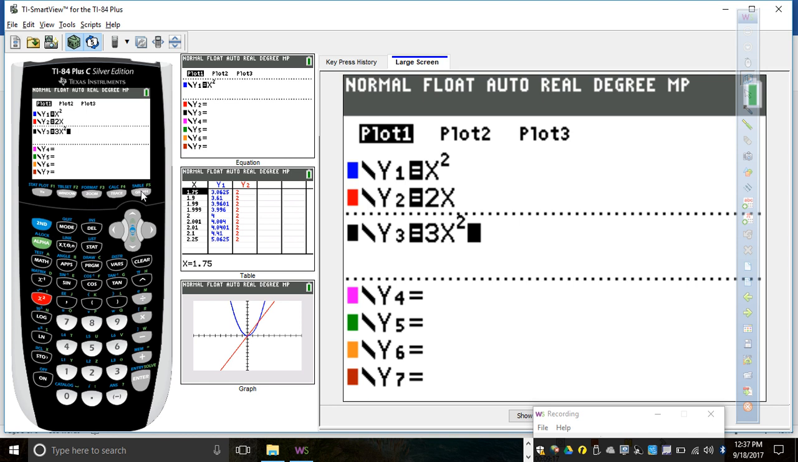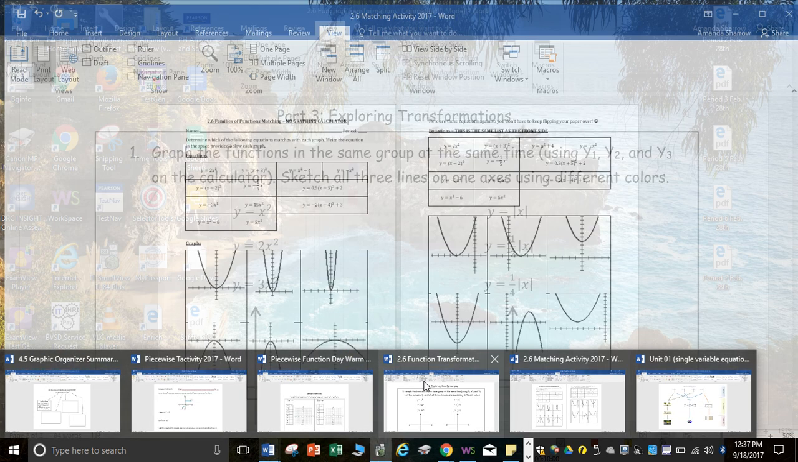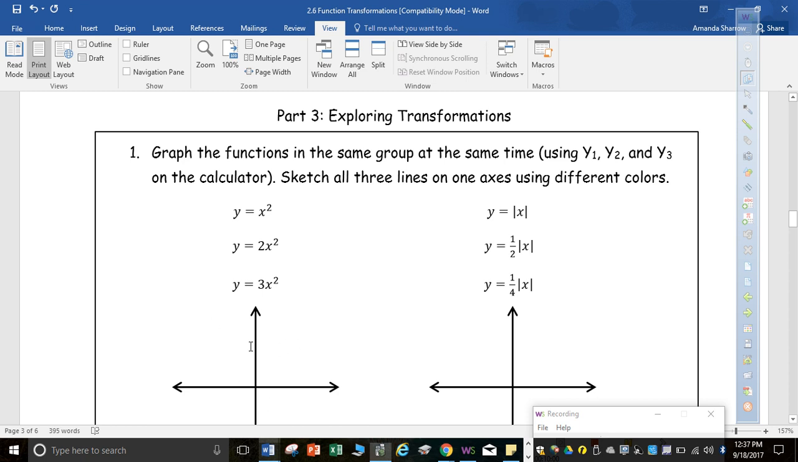So when you hit graph, the calculator is going to draw whatever's in y1. It's going to draw that first, it's going to draw y2 second, and it's going to draw y3 third. So if your calculator is not color-coded the way that mine is, pay attention to the order that the calculator draws them so that when you go back to sketch this on your paper, you know which is which. So that's how you can do the first set.